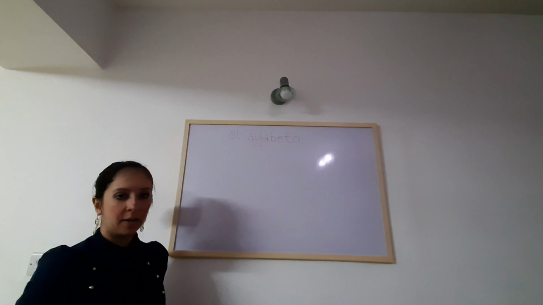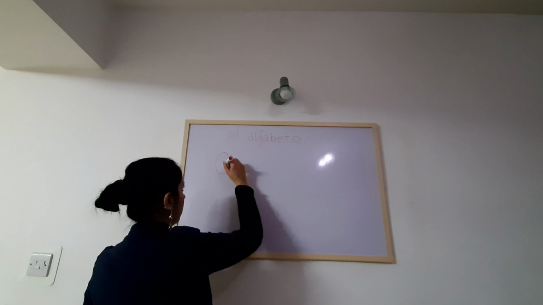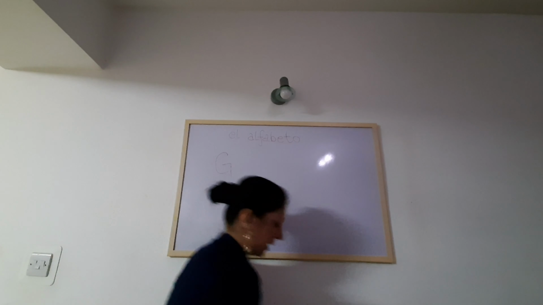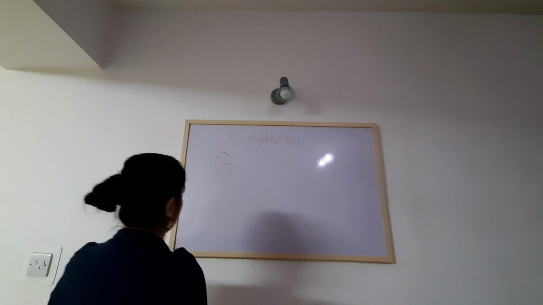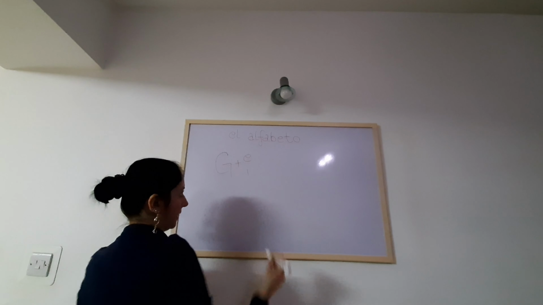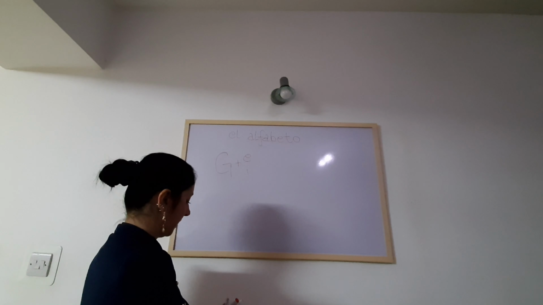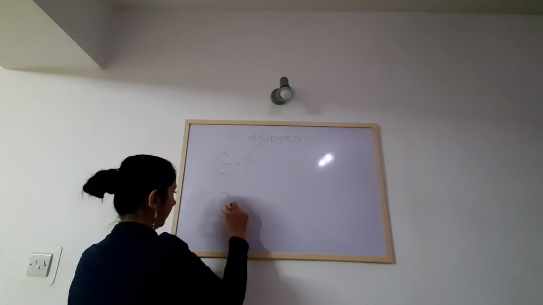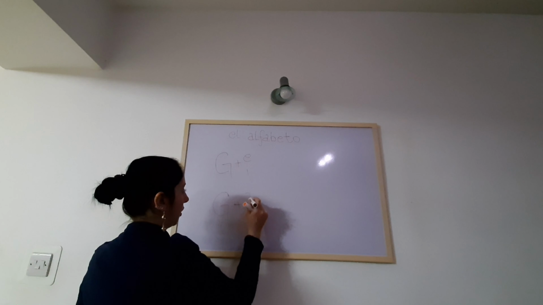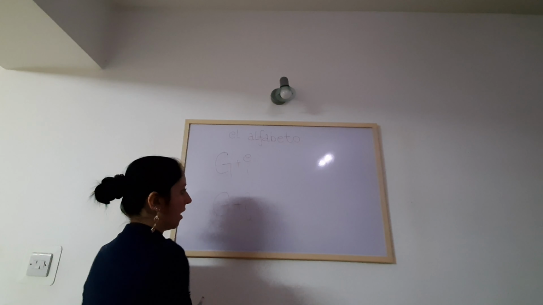And after Che, we're coming to the tricky letter G, which in some ways is similar to C, because with E and I, it is pronounced as J, and with A, O, U, it is pronounced as G.